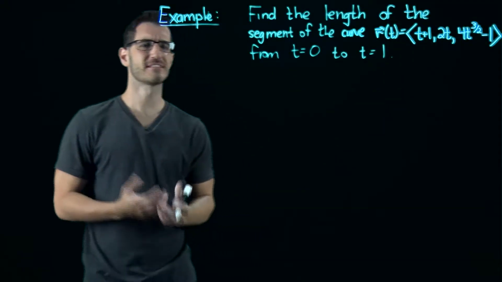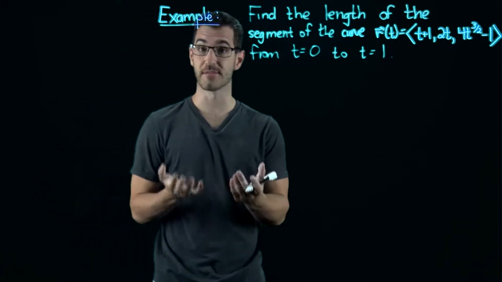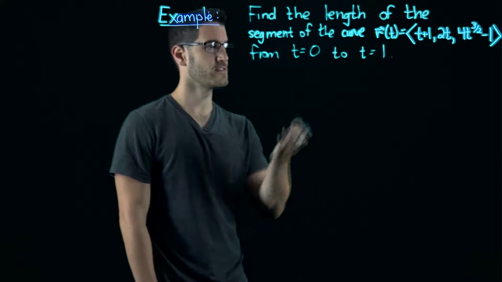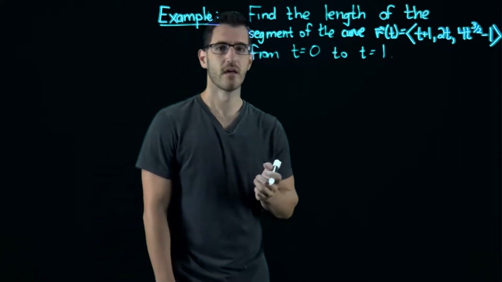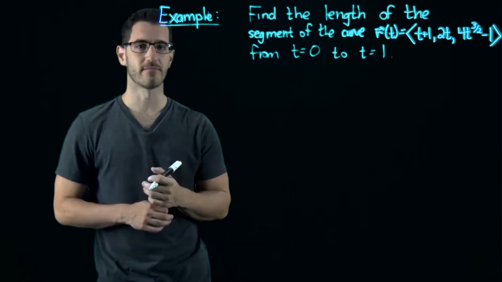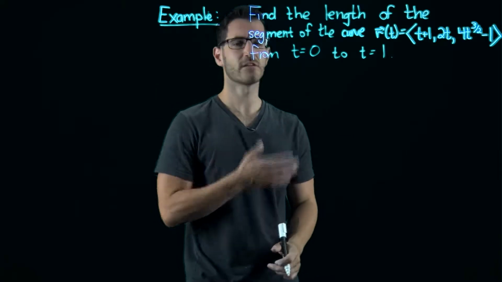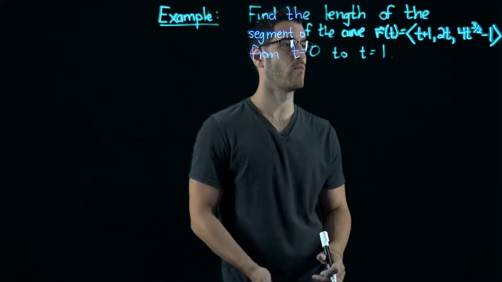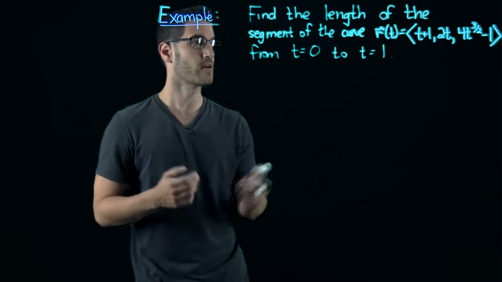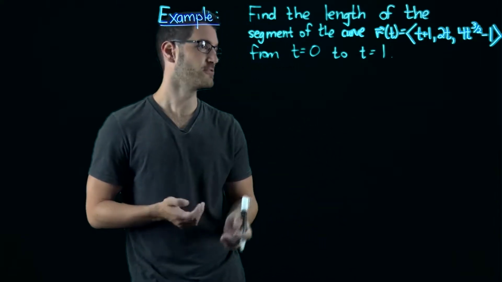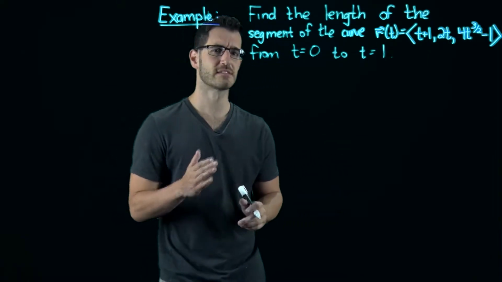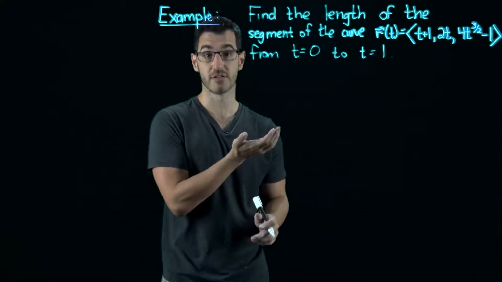Okay, so let's see how the formula works in the context of a specific example. We want to find the length of this curve that we've described by this vector valued function from t equals 0 to t equals 1. Just as a reminder, if you plug t equals 0 in here, you get the point (1, 0, -1). If you plug in 1, you get (2, 2, 3). So we want to find the length of the segment of the curve between those two points.